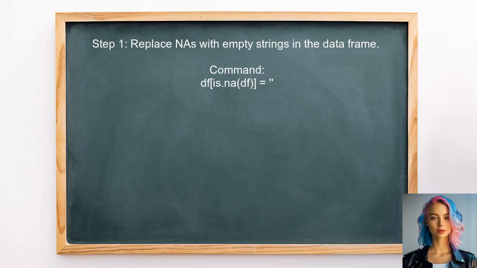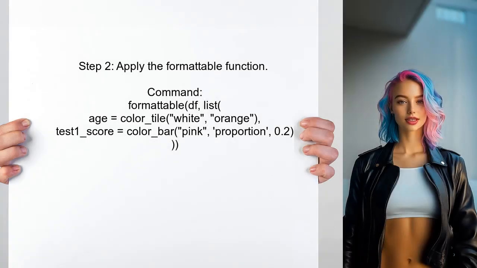To address the issue of printing blanks instead of NAs in the table, the user should first replace the NAs in the data frame with empty strings. This can be done using a simple command. Next, the user can apply the Formattable function to the modified data frame. This will allow the user to format the table while ensuring that the blanks are displayed instead of NAs.